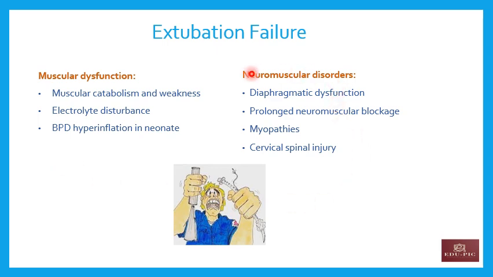The other category is neuromuscular disorder, like diaphragmatic dysfunction. If the patient, for example, is post-cardiac surgery and has a diaphragmatic paralysis or phrenic nerve injury, prolonged neuromuscular blockade, like putting the patient on long-term muscle relaxants. The patient has a primary myopathy or there is a cervical spinal injury.